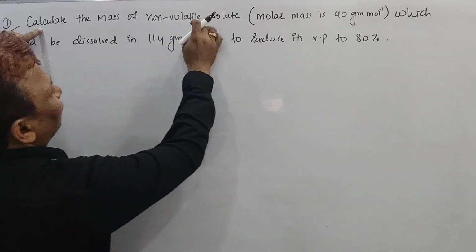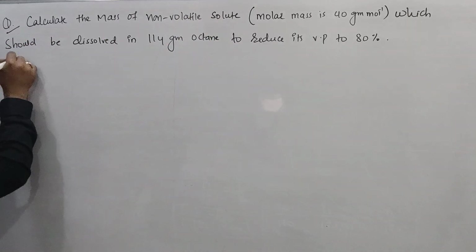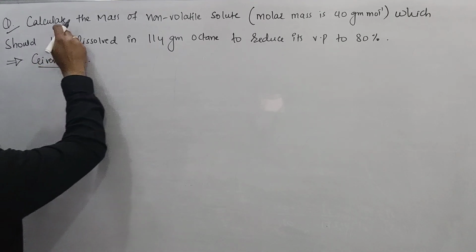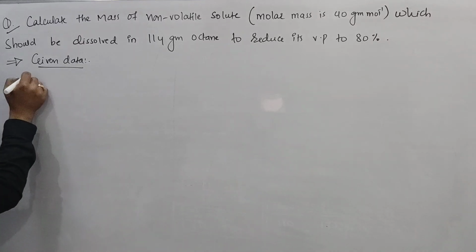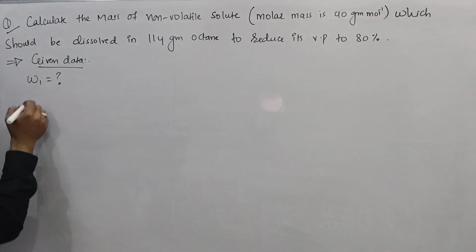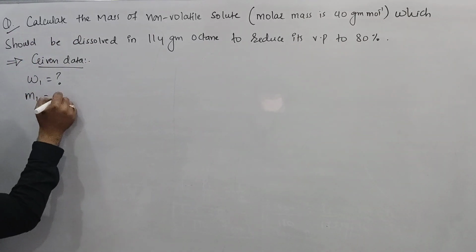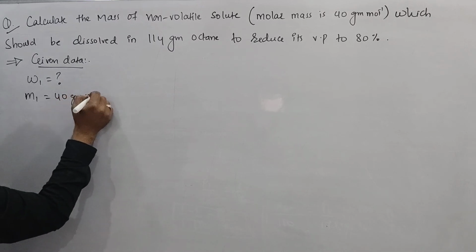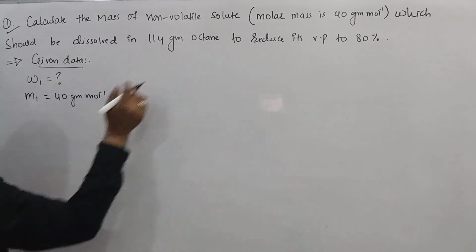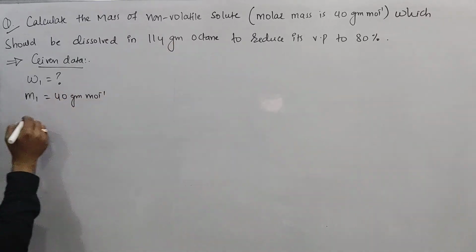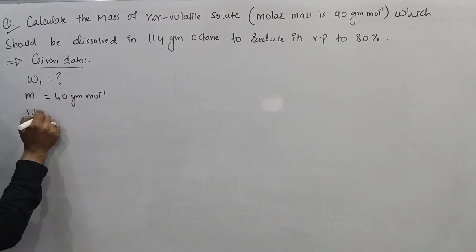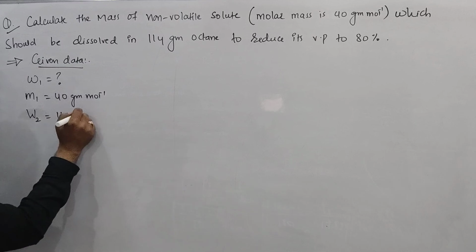Calculate the mass of non-volatile solute. Means write the given data here. Sir, what is the given data? They are asking the mass of non-volatile solute, means you should find out W1. The molar mass, small m1, is given as 40 gram per mole. This should be dissolved in 114 gram of octane. Dissolved in octane means it is the weight of solvent. W2 is the weight of solvent, 114 gram.